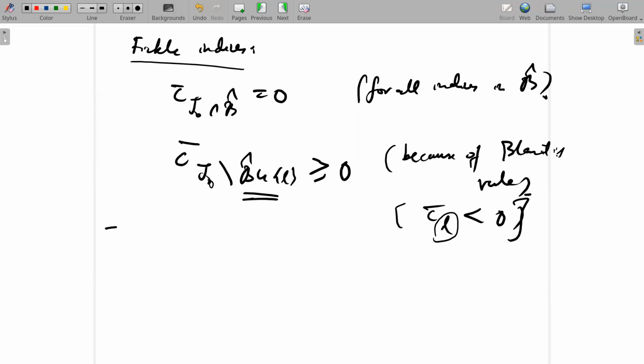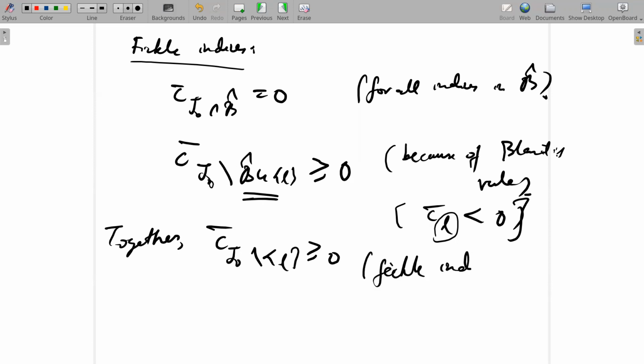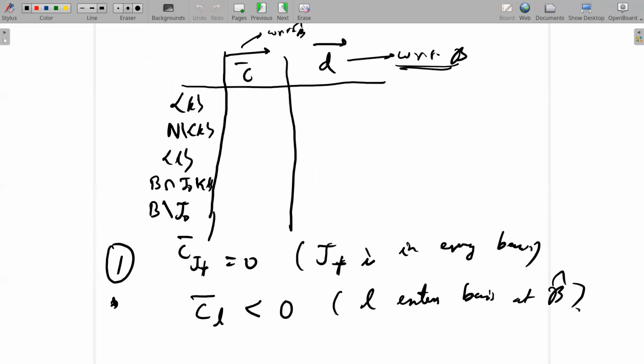So putting this together, you have C bar of J naught minus L. So union of these two sets. So this is all fickle indices outside of L. Okay, so these are all fickle indices outside of L. So let's try to fill in this column. So what happens with C bar K? So that's a basic column.